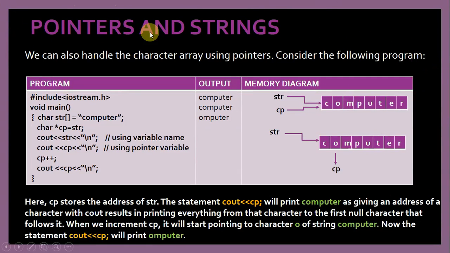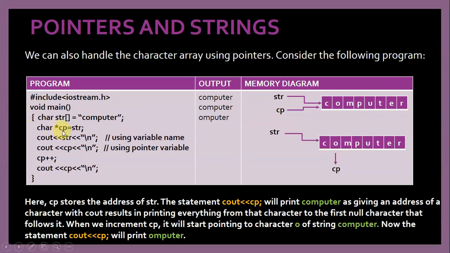Now let us talk about pointers and strings. We can also handle a character array using pointers. Now consider a very small program. Suppose this is a program in which I have included iostream.h and void main. Now I am declaring a string str of character type, and then I am storing the word computer in it. You can see str is a constant pointer. As you know, the name of the array is always a constant pointer. It is pointing to the first element of the string computer.